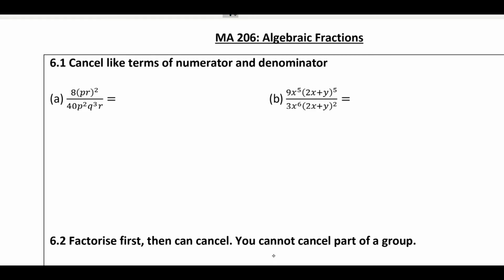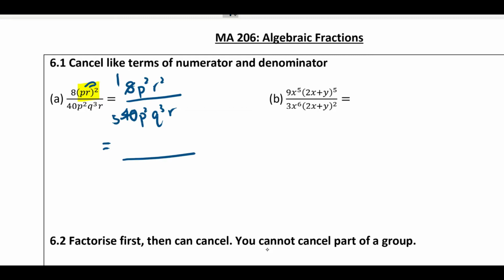So for example, things like this, first you have this square, so let's open the square. You have 8p square r square. The square give to p, the square give to r, over 40p square q cube r. Okay, next, number and number can cancel, same family and same family can cancel. 8 and 40, we can cancel, 1 over 5.